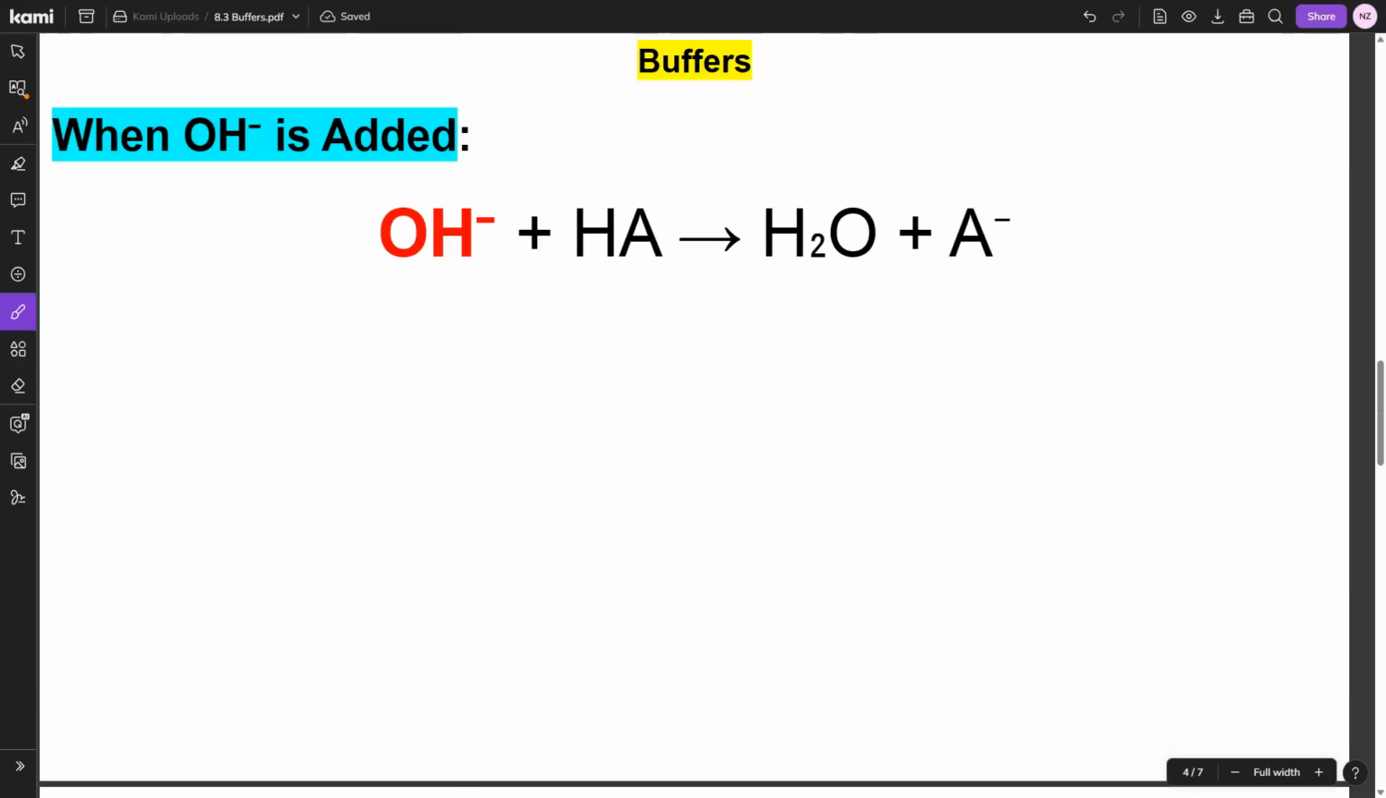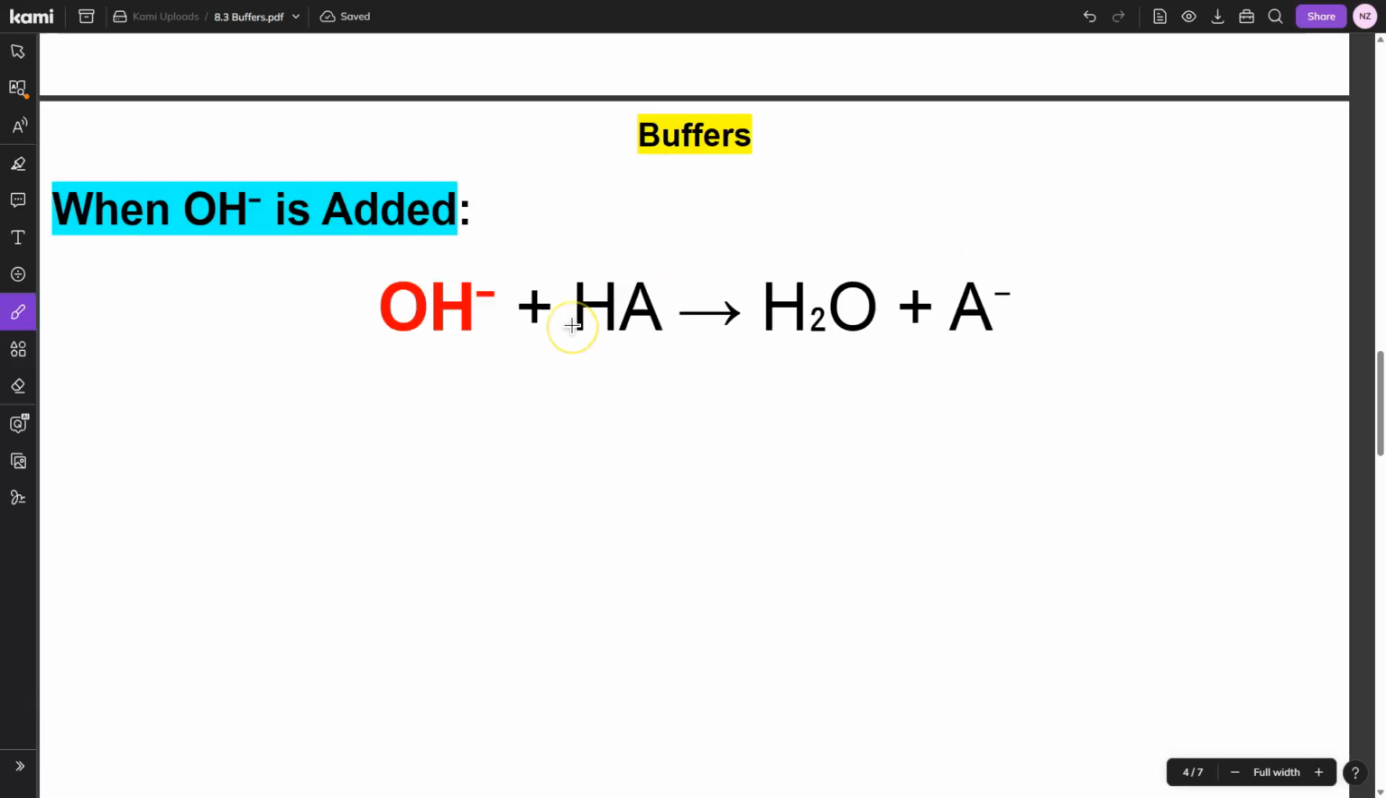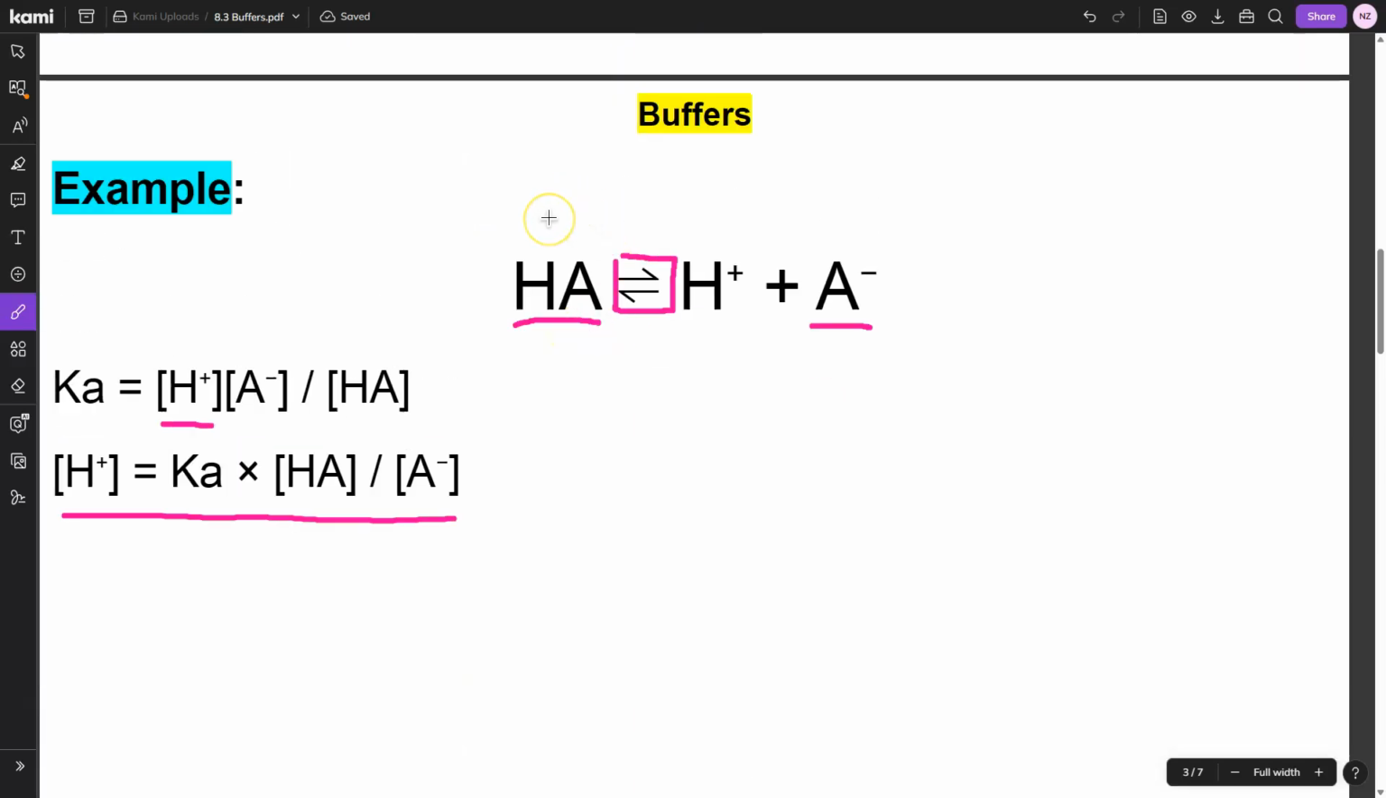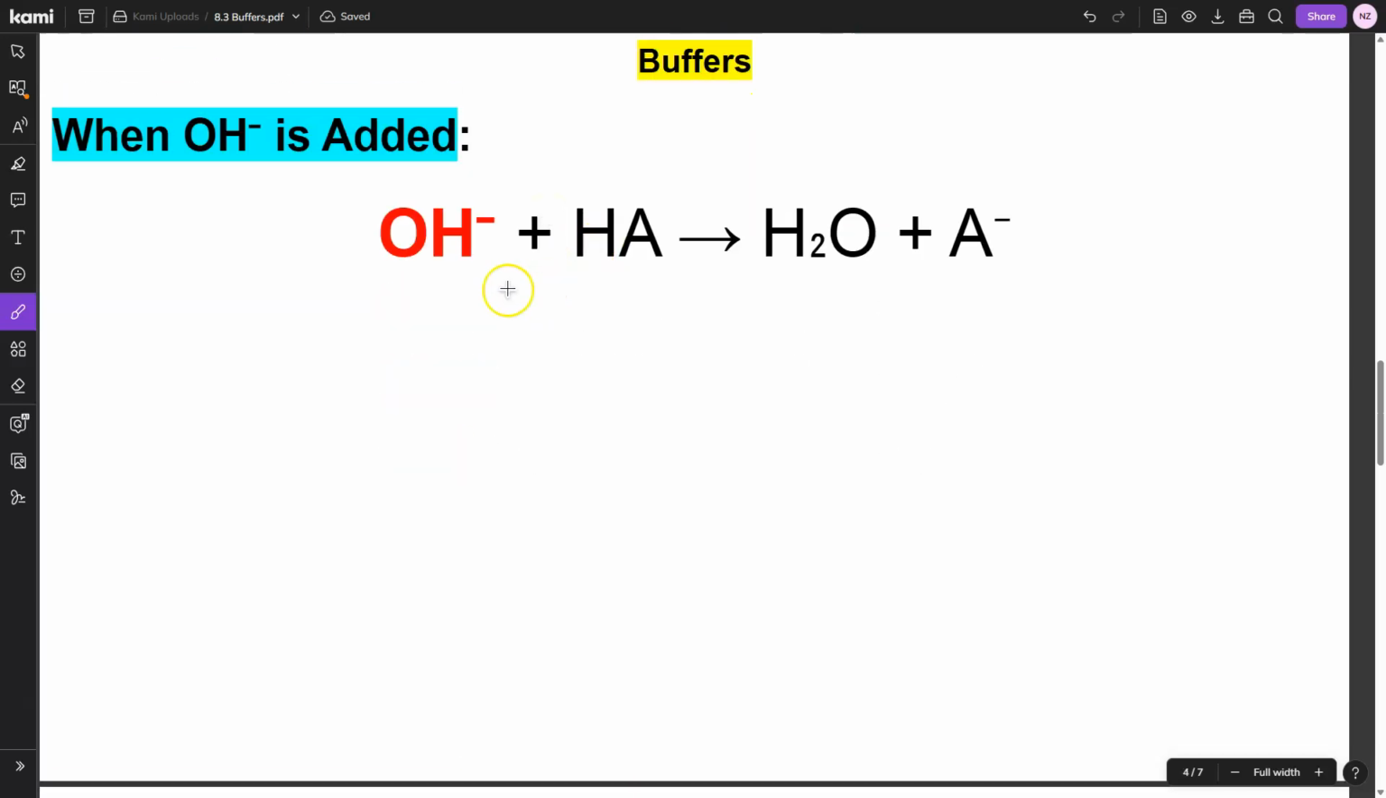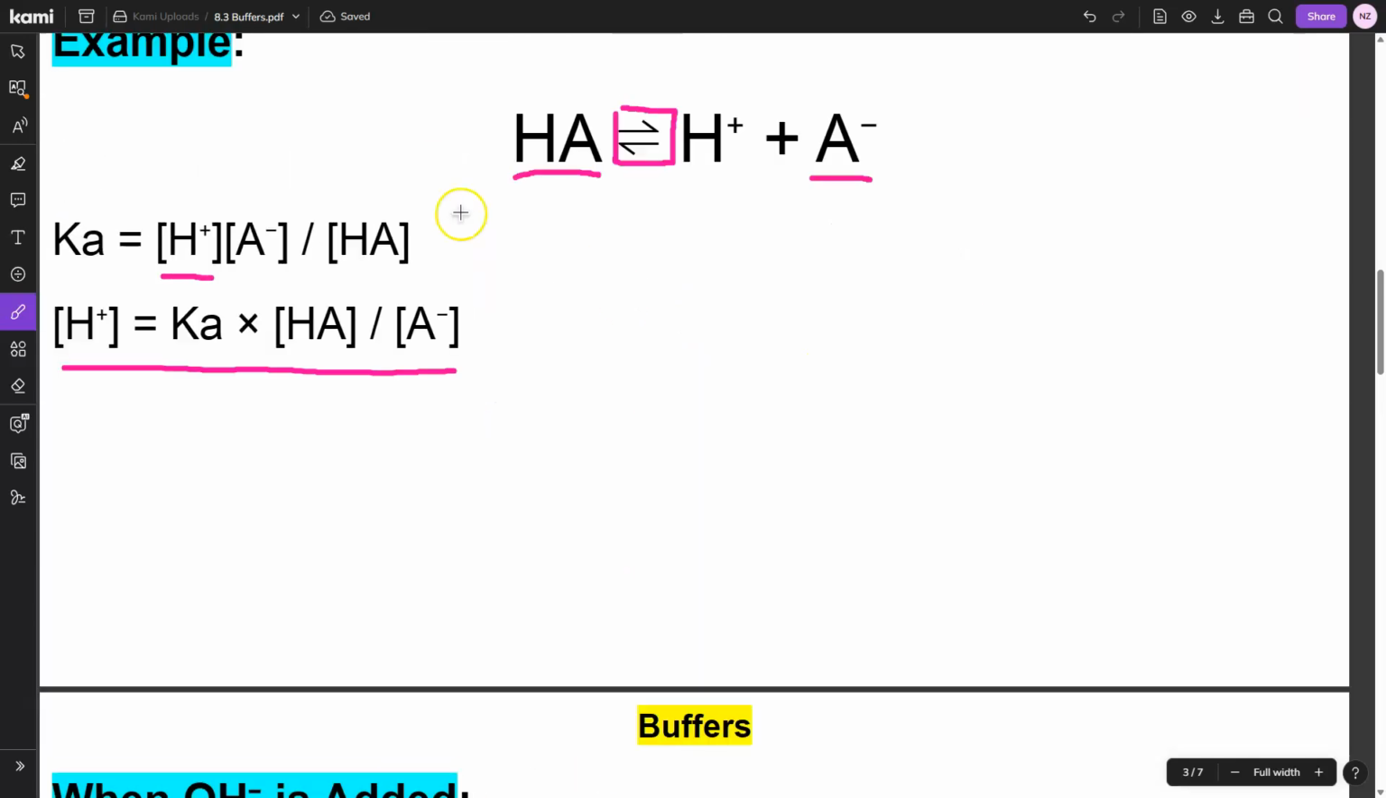All right, so when we add OH-, we're adding a base. So again, notice our reaction is reversible. It can go both directions. So if we add a base, it's going to combine with our acid, and it's going to neutralize that base. Our acid is going to go down by whatever the concentration of our base was. Our conjugate base is going to go up. So our pH is going to increase slightly, but not by very much, because our ratio here isn't going to change by very much.